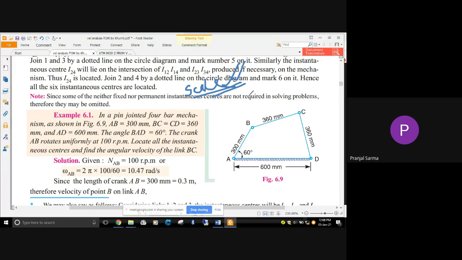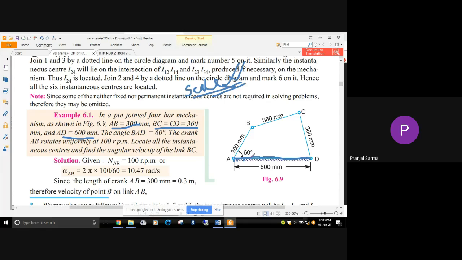Take any convenient scale, and then we have to draw. AB is given as 300 mm, BC and CD both are 360 mm, and AD is 600 millimeter. So as per whatever scale you have considered, from there we should be able to draw this particular configuration line. So here what we are showing is this AD is the link which is grounded or fixed.